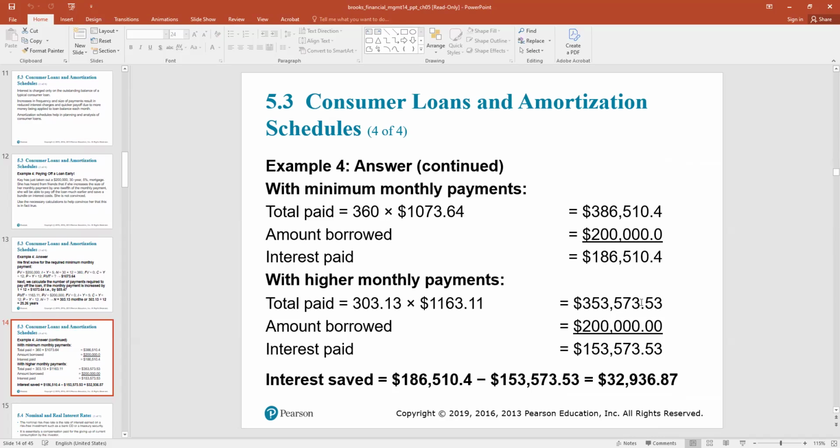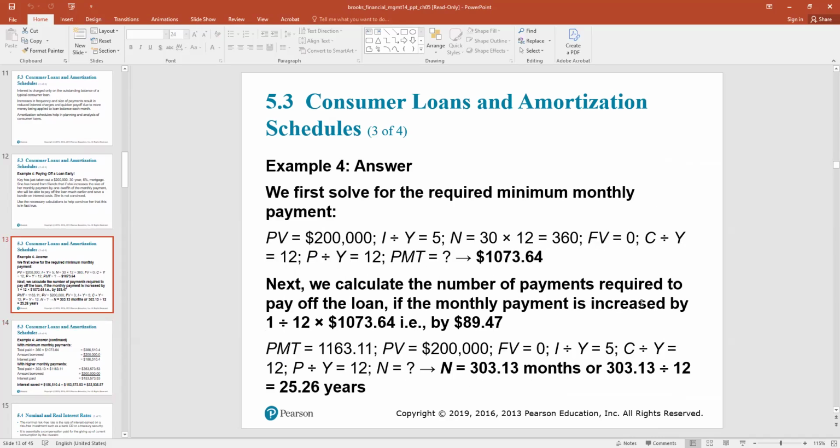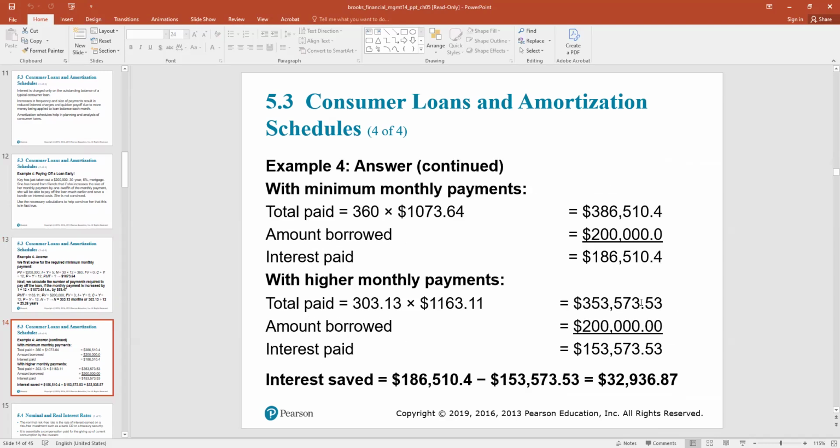With minimum monthly payments, okay, what is this? With higher monthly payments, okay, how much will you pay? That shows that if you pay like $1,073, you'll end up with this much interest paid. But if you pay earlier, this much you will have.